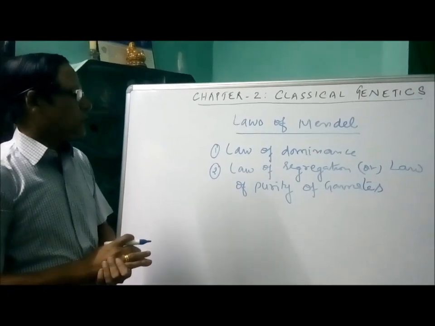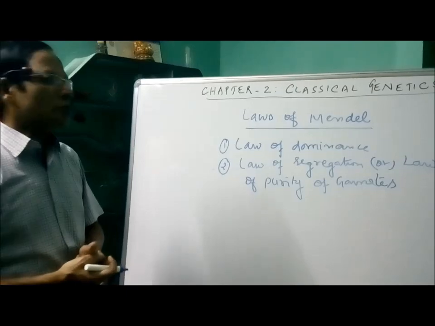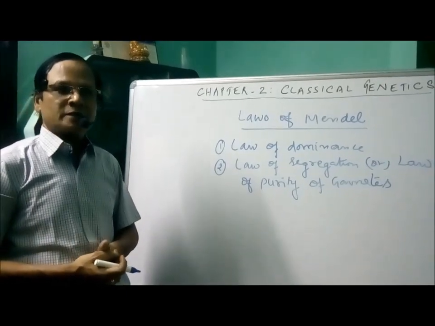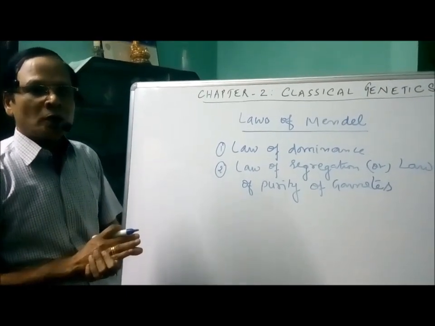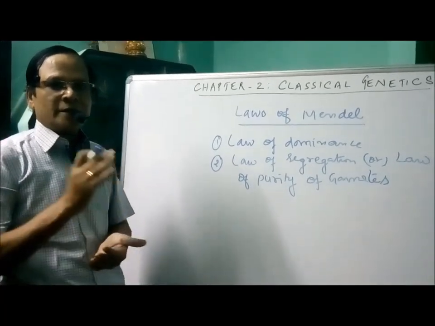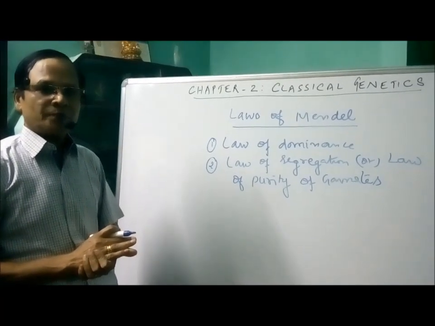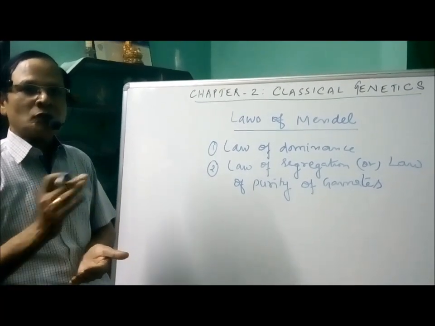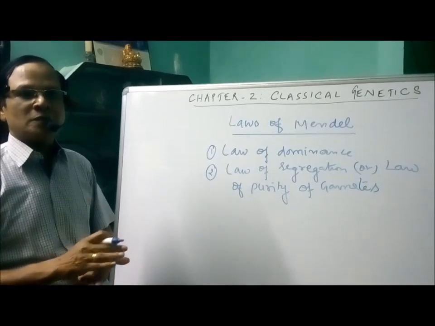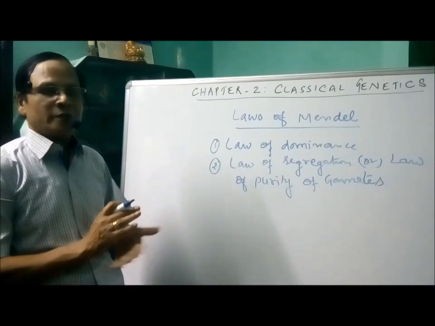Now let's take the law of dominance. When two individuals which are pure for contrasting characters are crossed, only one of the characters appears in the F1 generation. The character which appeared in the F1 generation is called the dominant character. The other character, which did not appear, which is masked, is called the recessive character. This is the basis for the law of dominance.